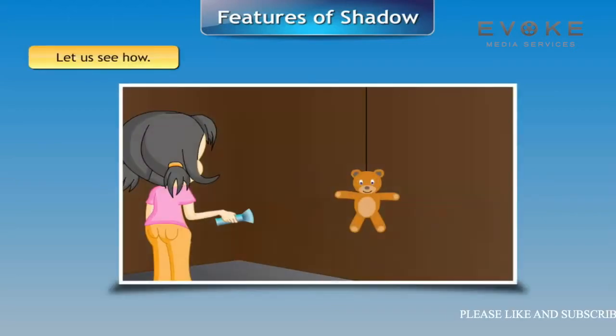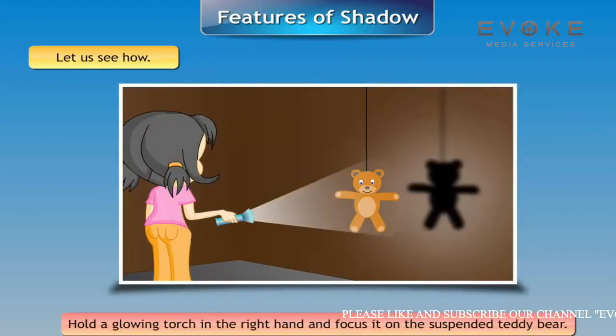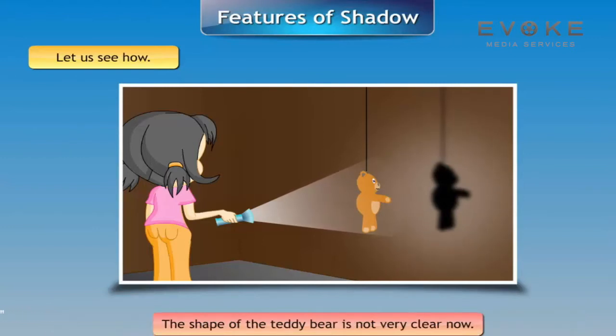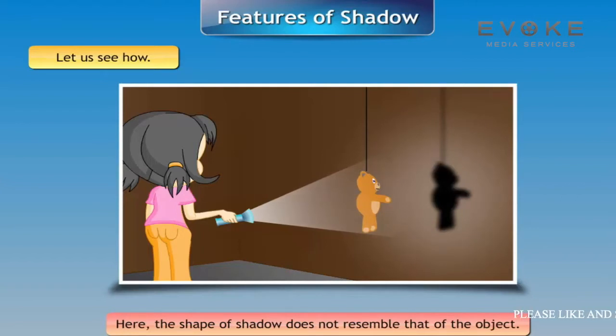A shadow may or may not resemble the actual shape of the object. Let us see how. Holding a glowing torch in the right hand, focus it on the suspended teddy bear. Turn the suspended teddy bear by an angle of 90 degrees so that its side faces the torch. The shape of the teddy bear is not very clear now. Here, the shape of shadow does not resemble that of the object.